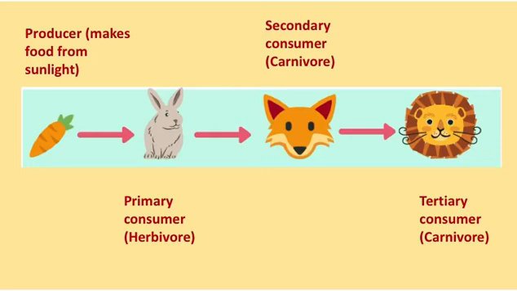Okay, so our producer here is a carrot. We could also have grass because rabbits would eat grass. So our producer makes food from sunlight. So our primary consumer is the rabbit. It's a herbivore because it eats the producer, which is the carrot. Then the fox is our secondary consumer, which eats the rabbit, makes it a carnivore. And our tertiary consumer is a lion, also a carnivore because it eats the fox. Okay, so some food chains are different lengths. So this one has 4 things in it. The next one we're going to look at has 5 things in it.